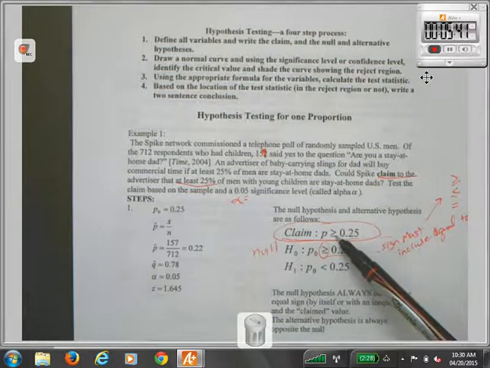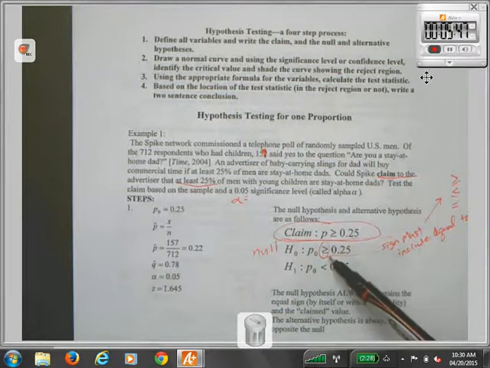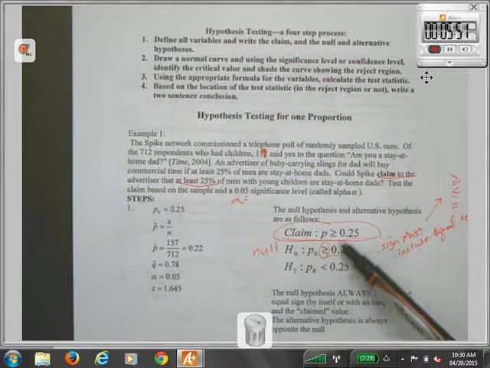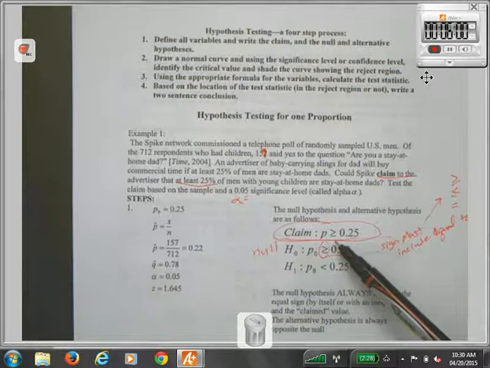In the claim, if the equal to sign is there, then this claim automatically goes into the null hypothesis. So they should be the same. They are only going to be the same if the equal to sign is in the claim. So you'll see a case where it's not, and I'll tell you what to do then.